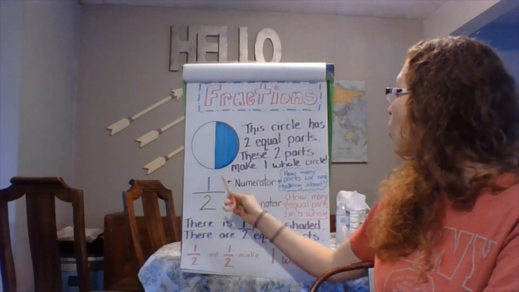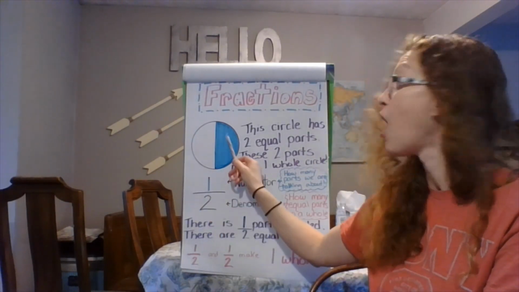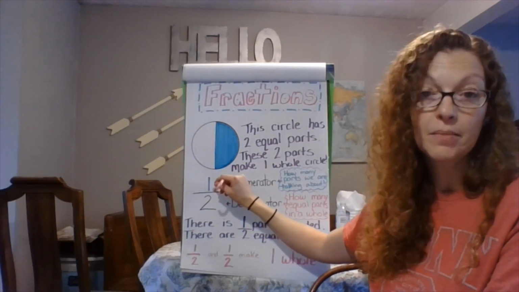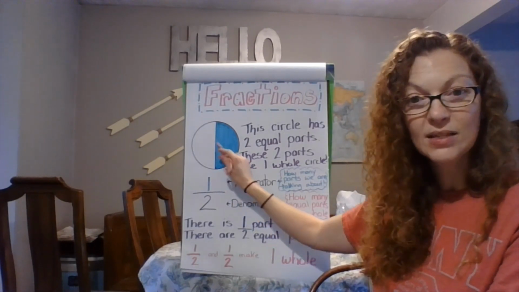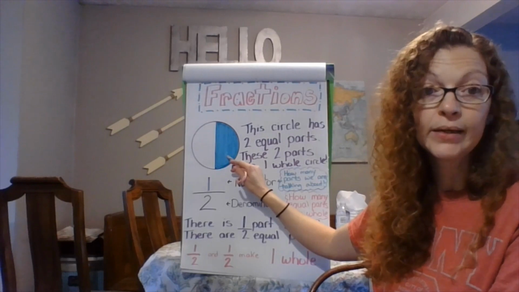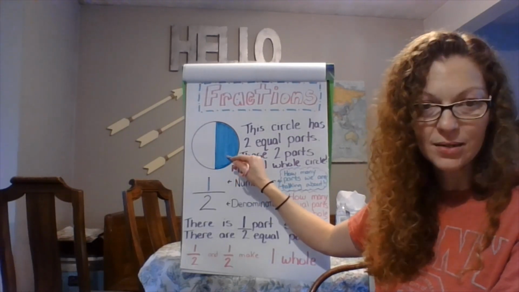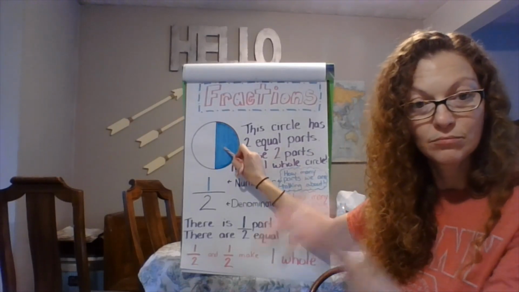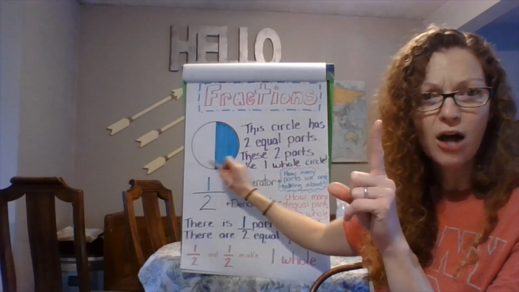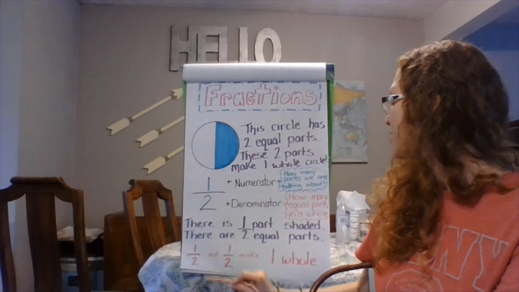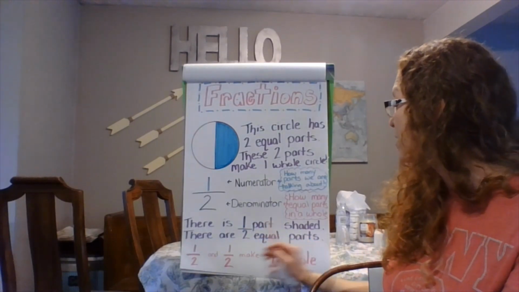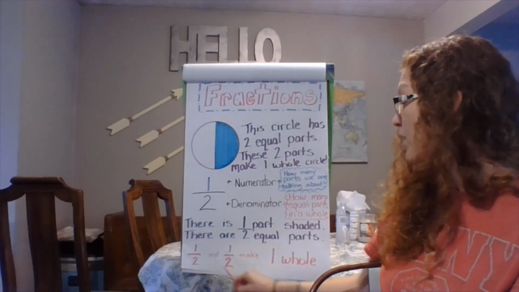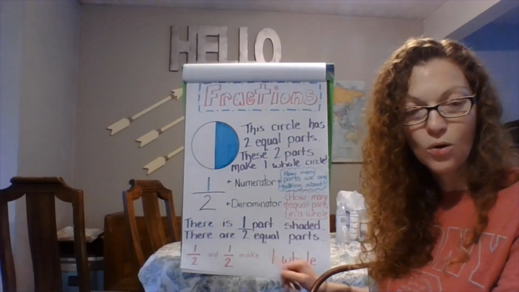All right. So the bottom one is how many there are in all of it. And the top one, the numerator, is what we're talking about. Usually it's what's shaded. See, this one's colored in. We call it shaded. In fractions, it's a lot about what's shaded. So how many parts are shaded? 1. How many parts are there altogether? 2. Nice job. There is 1 part shaded. There are 2 equal parts. So 1/2 and 1/2 make 1 whole.